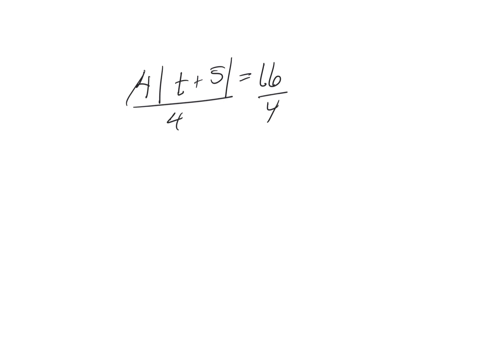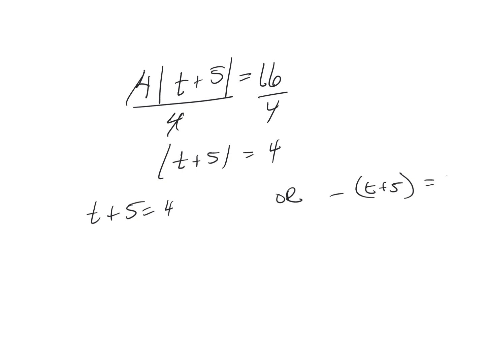So I would go ahead and divide the 4 out first. This is equivalent to t plus 5 is equal to 4. So t plus 5 equals 4, or the opposite of t plus 5 equals 4. T equals negative 1, or t plus 5 equals negative 4, dividing both sides by negative 1, t equals negative 9.